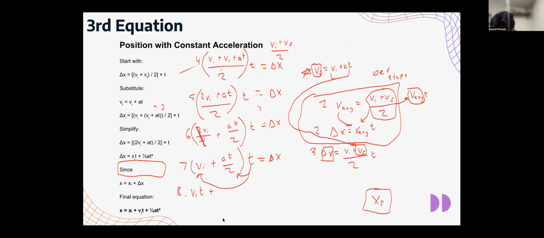Plus at over 2t, which t times t is just t squared, right? So what we can do is just do over, I don't like how that arrow is so close. At squared over 2 equals delta x, correct?